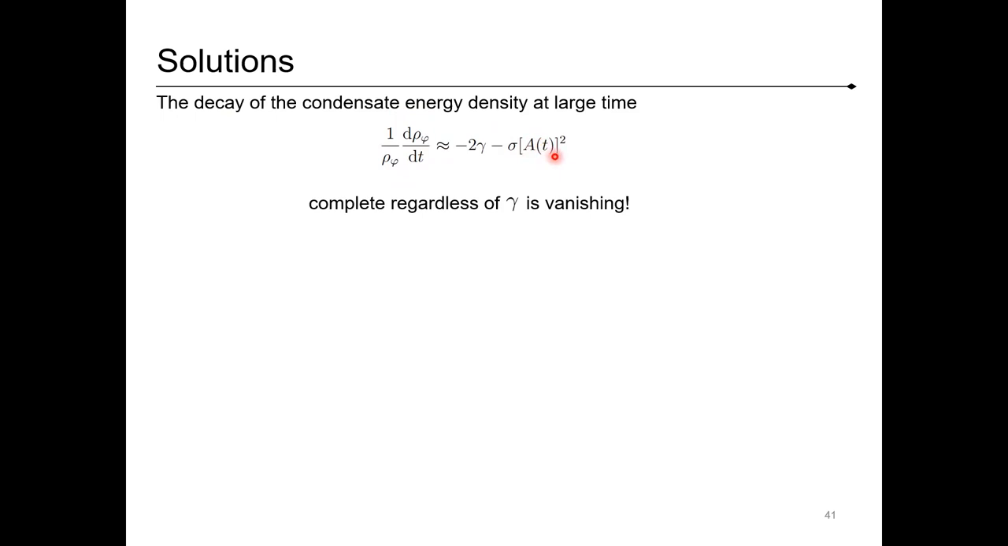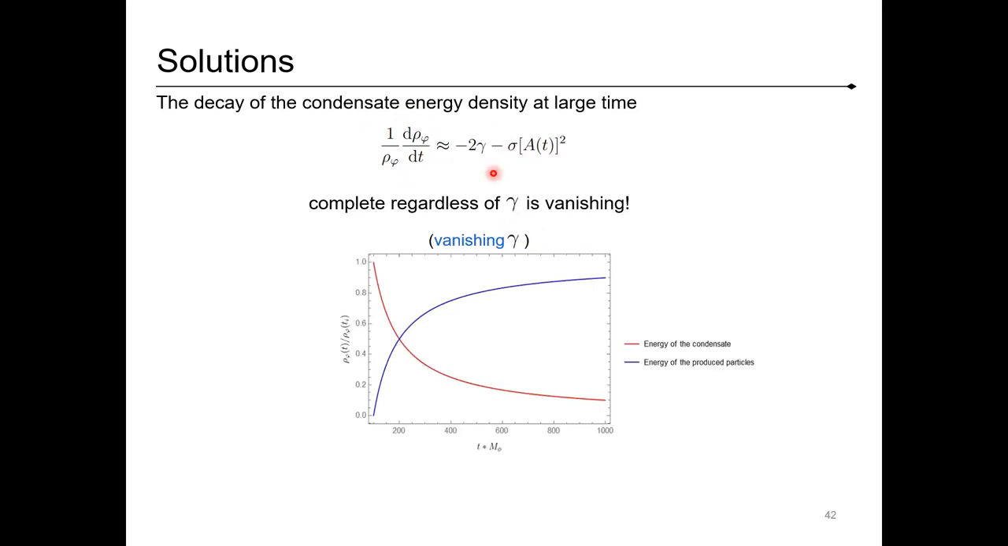A is simply the amplitude of the condensate evolution, okay? And indeed, we checked this. When we take gamma to be vanishing, we actually consider some region, for example some temperature, in which the gamma channels are negligible, so they can be ignored. And even if we take gamma to be vanishing, you find that the decay of the condensate energy is complete. It goes to zero asymptotically, and the energy density of the condensate will be smaller than the energy density of the produced particles. This conclusion is completely different when we consider universe expansion.